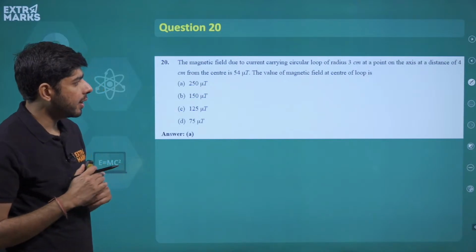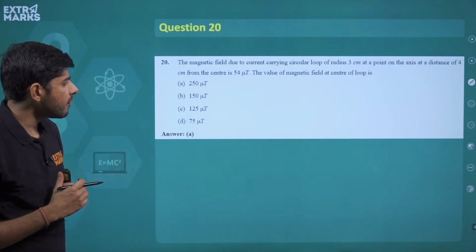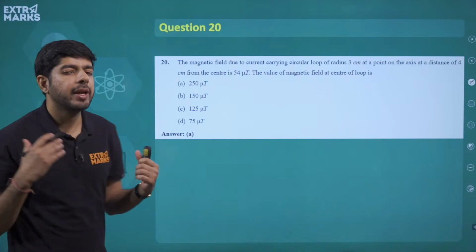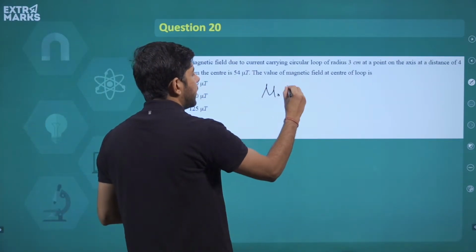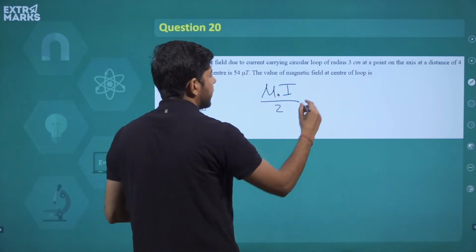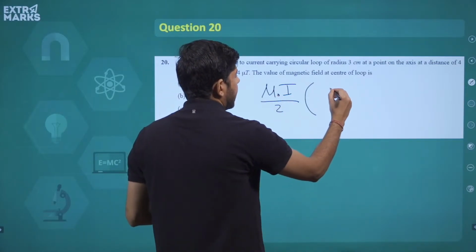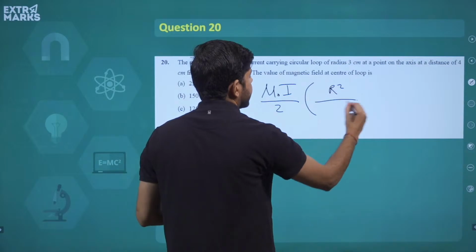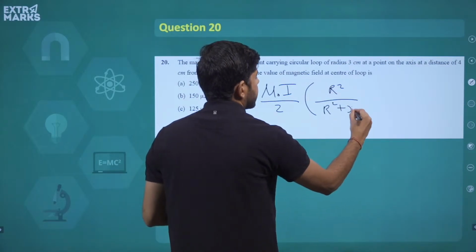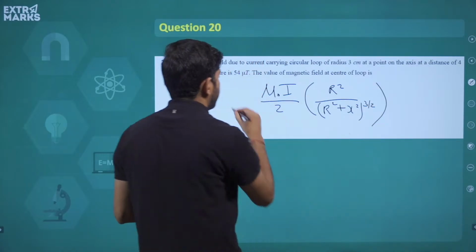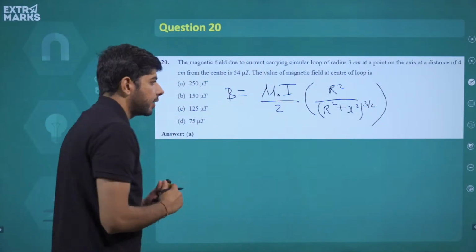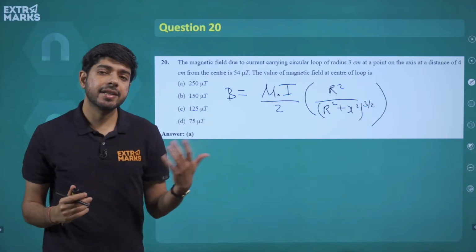Next one, due to a current carrying loop. Okay. So again, guys, they are asking for the magnetic field at a point, and they have given some distance. So we need to remember this formula for magnetic field at a distance: mu naught I by 2, into r square, which is the radius, divided by r square plus x square to the power 3 by 2. Right, that is your formula for magnetic field at a distance x from the loop.